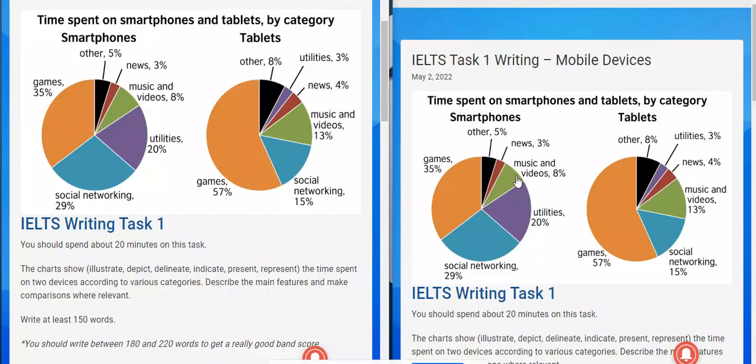Hello. We have been doing IELTS writing task 1. On your right hand side, you will see a pie chart that shows all the information. The pie chart is on time spent on smartphones and tablets by category. Two different pie charts have been given, one for smartphones and one for tablets.